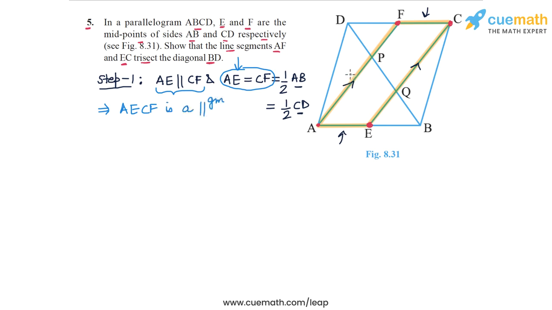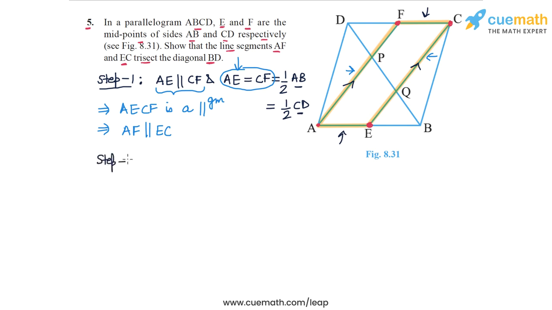Okay, and this means that the other pair of opposite sides, AF and CE, is parallel. So AF is parallel to EC. So this is step 1 of the proof. Okay, now what we'll do is we will apply the midpoint theorem.